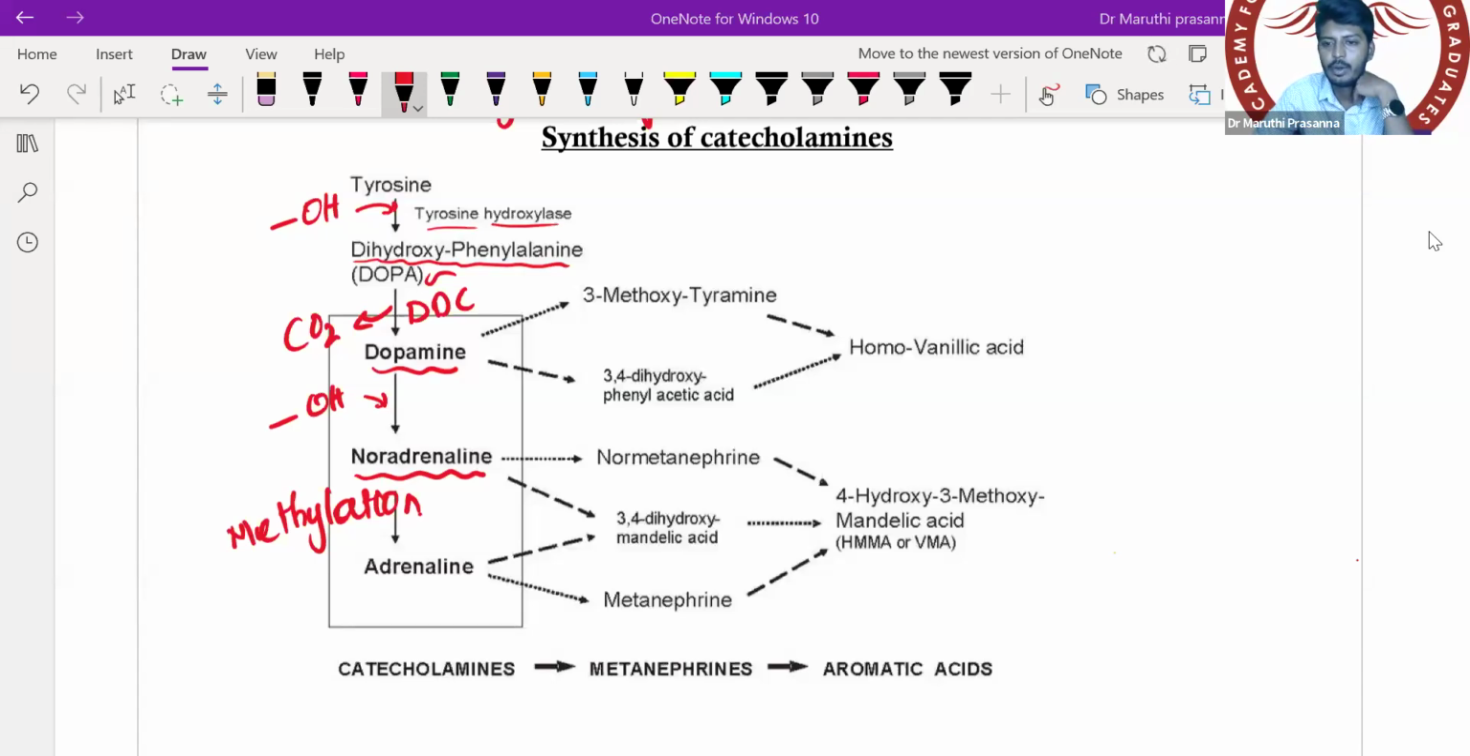Wolff-Chaikoff phenomenon, for sure I will explain. Not a problem. Let me finish this one and I'll go back to Wolff-Chaikoff.